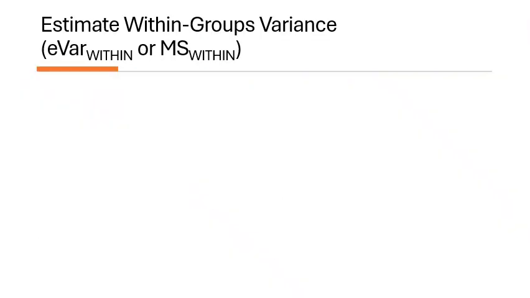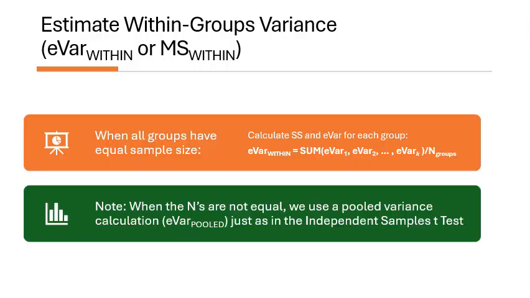Next, first we're going to estimate our within groups variance, which is the bottom number that we use for calculating the ratio. We call it EVAR within in our class, variance within, or MS within, mean squares within. So I'll try to be consistent. I think I'll stay with EVAR within, but just so you know, either one is appropriate.